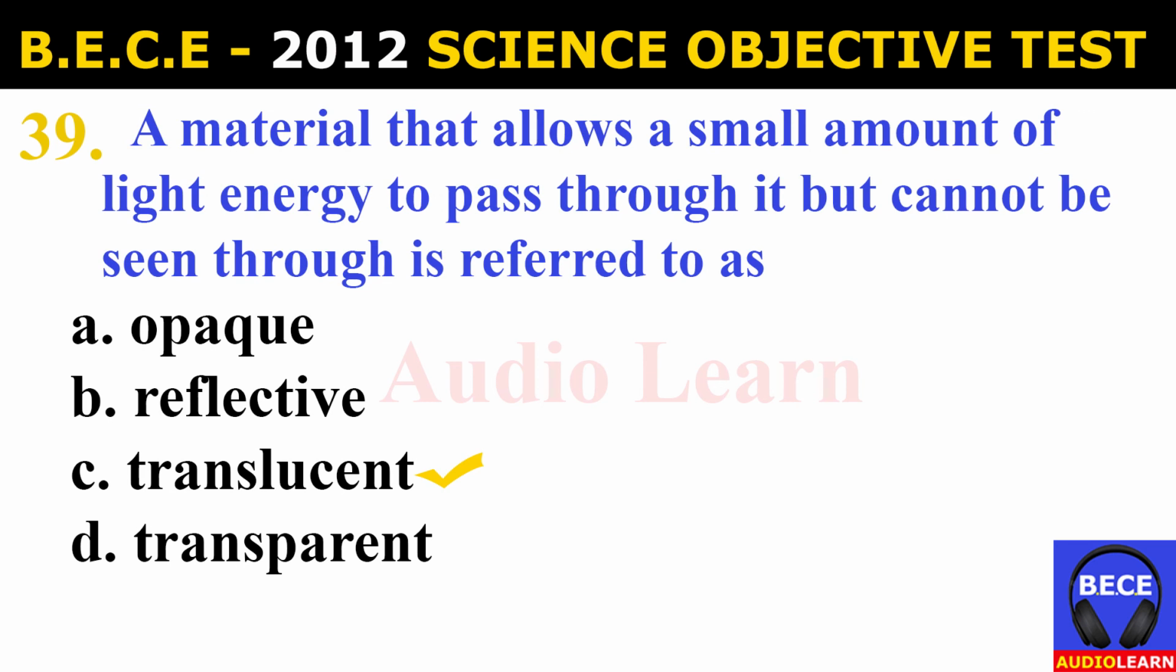Number 39. A material that allows a small amount of light energy to pass through it but cannot be seen through is referred to as A. Opaque. B. Reflective. C. Translucent. D. Transparent. And the answer is C. Translucent. A material that allows a small amount of light energy to pass through it but cannot be seen through is referred to as translucent.